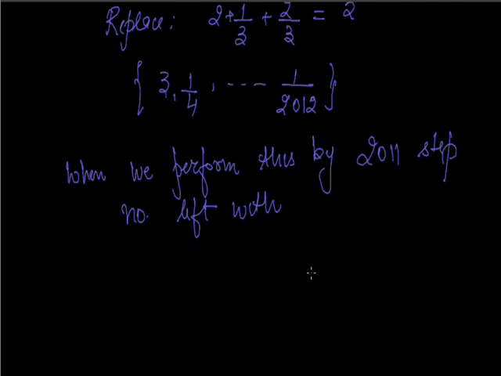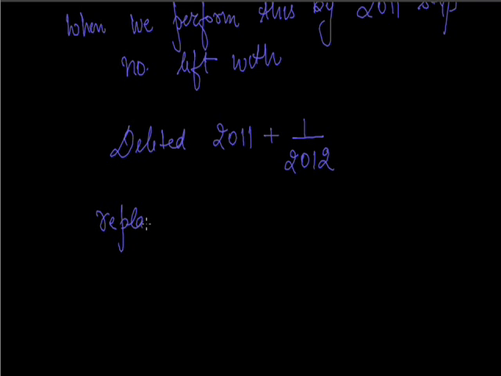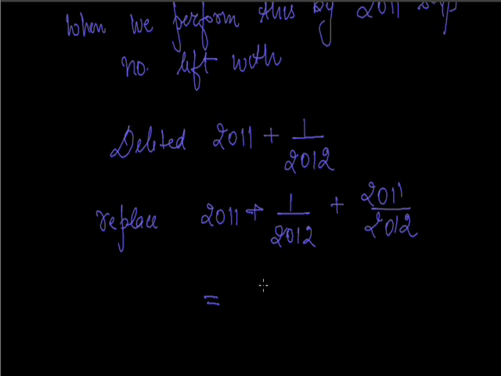Lastly, we have to delete up to 2011. The last numbers will be 2011 and 1 by 2012. This will be the last pair, and we delete this and replace it with 2011 plus 1 upon 2012 plus 2011 upon 2012. So the final answer will be 2012.